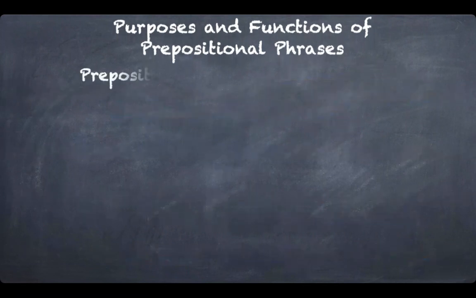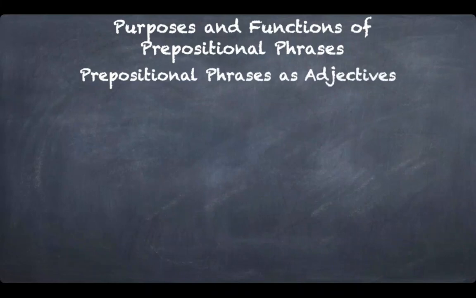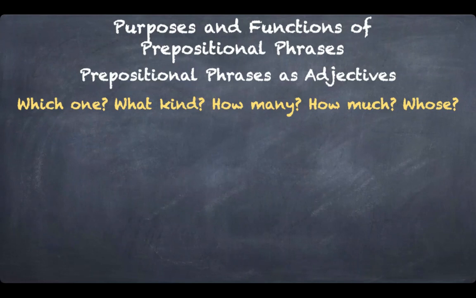In a sentence, prepositional phrases as a whole usually function as either adjectives or adverbs. If a prepositional phrase is an adjective, it describes a noun or pronoun and answers the following questions: which one, what kind, how many, how much, and whose.